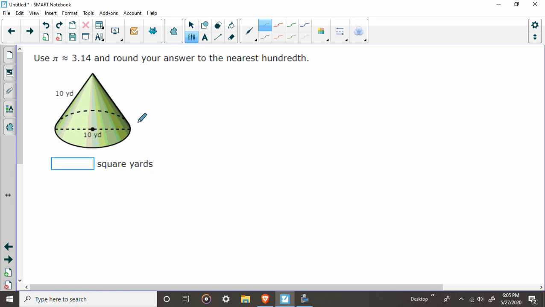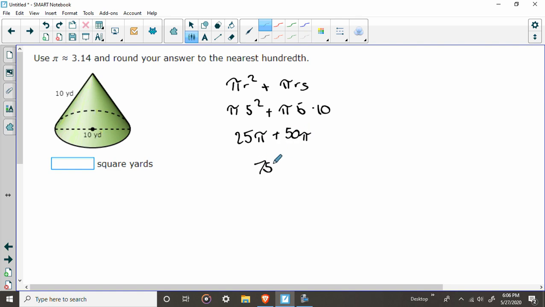Okay, again, same thing here. It's pi times the radius squared plus pi times the radius times the slant or the length. Okay, so it's pi times 5 squared plus pi times 5 times 10. Remember, if they give you the diameter, take half of it, but do not take half of this one. So that's 25 pi plus 50 pi. That's 75 pi. And 75 times 3.14 is going to be 235.5 yards squared. All right, so give the questions a try, and I will talk to you guys tomorrow. Thanks.